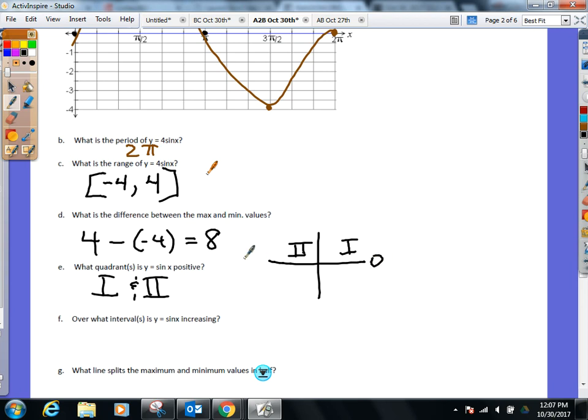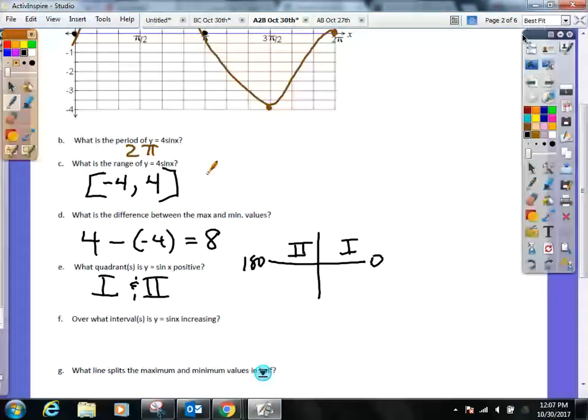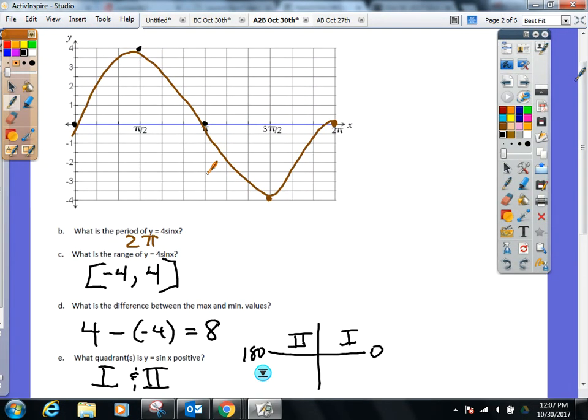0 or 360, right? What's this degree measure? 180. So you're telling me quadrants 1 and 2 go from 0 to 180, right? Look on your graph. Go up. Look on the graph you just did. From 0, what's 180 in terms of radians? Where's 180 on here? Which one of these is 180? Pi. So this is quadrant 1 to 2.